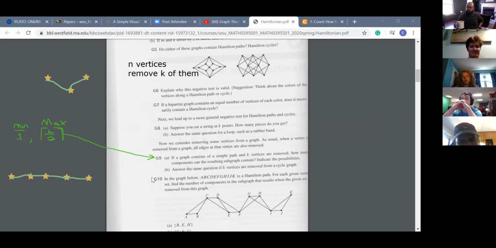Wouldn't that just be n minus k? Yeah, n minus k. So the number of vertices minus the number of vertices you remove is the max number of components you can have. Okay. So do you think you can get every possibility from 1 up to the max? Yeah, probably.